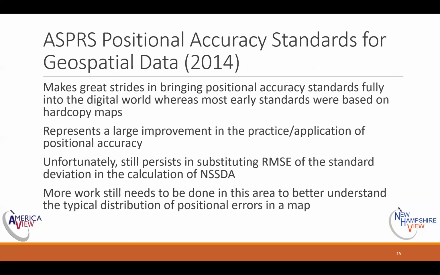Here's the hope right now. The hope is this new standard set up for geospatial data. It's for digital data. Okay? And so it makes great strides in bringing this positional accuracy standard fully into the digital world. You know, historically, the standards, including NSSDA, were based more on hard copy maps because that's what existed back then, okay? It represents a really large improvement in the practice or application of positional accuracy. It still maintains the substituting of root mean square error for the standard deviation in the calculation of NSSDA. So it doesn't correct that issue. And so there's still more work that needs to get done.